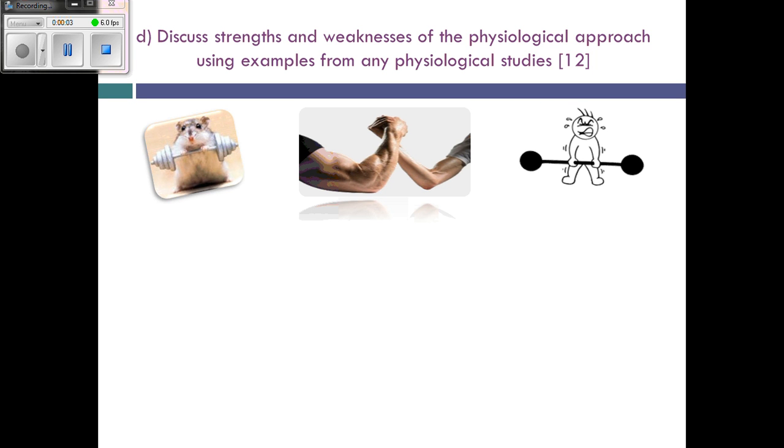This is help for the Physiological Section C 12 marker, which is discussing the strengths and weaknesses of a physiological approach using examples from any physiological studies. Again, a few people were struggling, particularly on the weaknesses for this one, so I thought I'd just do a quick video and then hopefully understand it better.